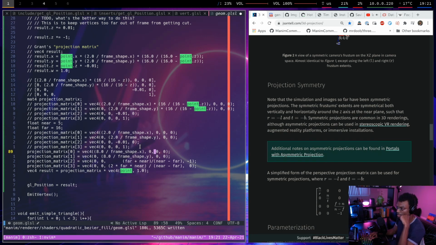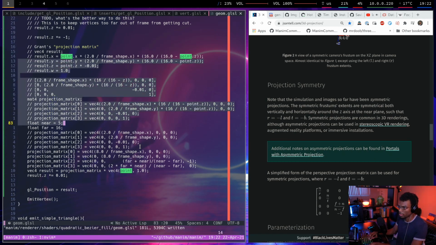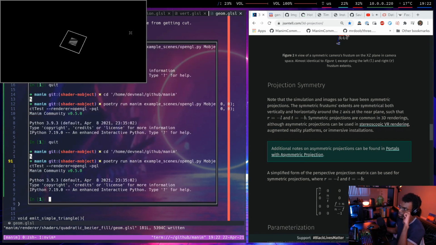Or maybe, I guess this is why it was being multiplied by this random value. 16 divided by whatever. Actually, let me try this. If I do result dot z is multiplied by 0.01, like it was up here, I wonder if that'll change anything. No difference.